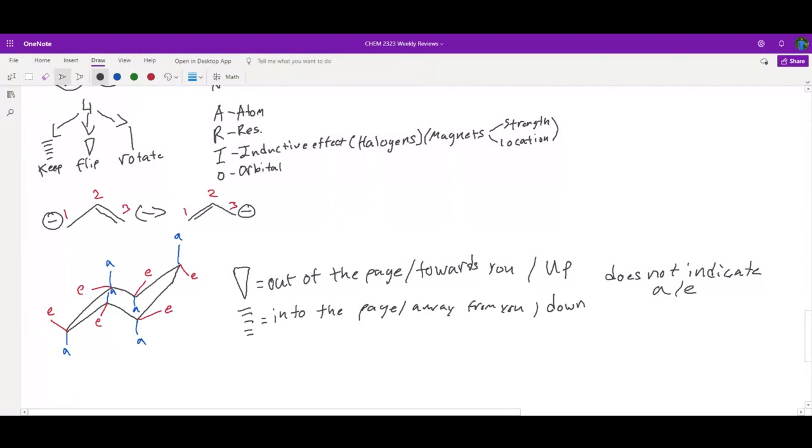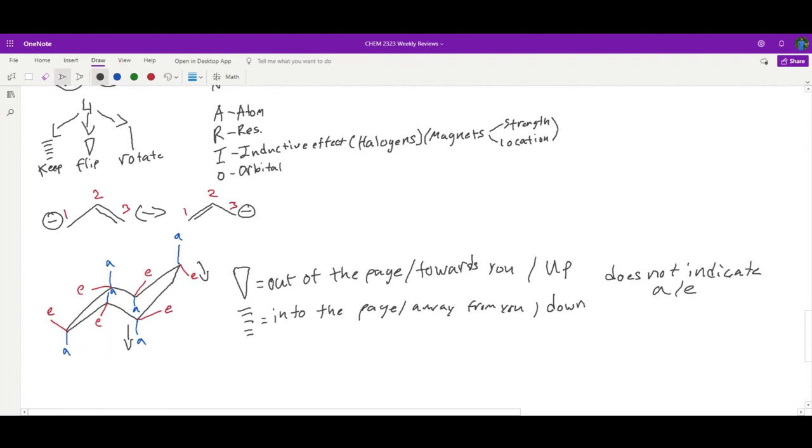Notice how this equatorial is pointing down, so that could be a dash. And notice how this axial is pointing down, that could be a dash. Likewise, if I have two substituents that are pointing down, they are going to be cis. Just like if you have two wedges, it's going to be cis, or two dashes, it's going to be cis. On the chair, look at the direction the substituent is pointing. If they're both pointing down, it's going to be cis. If one is up and one is down, it's going to be trans.